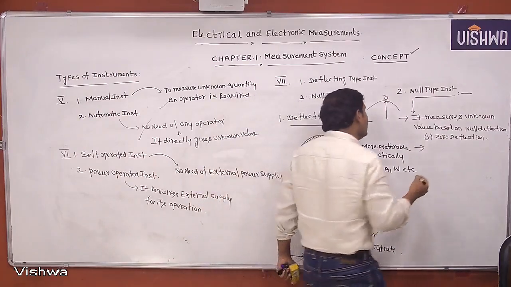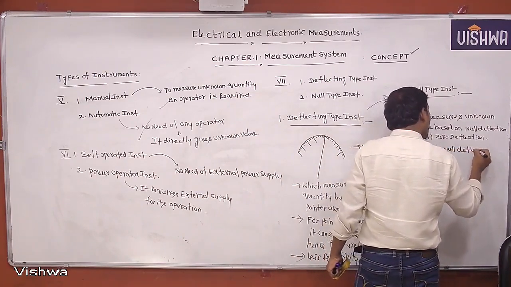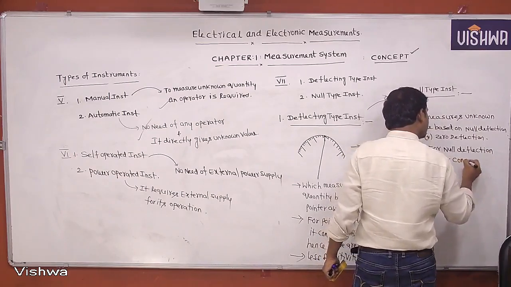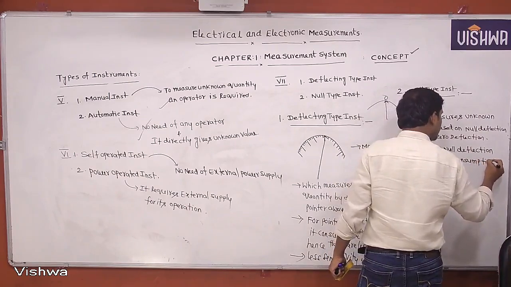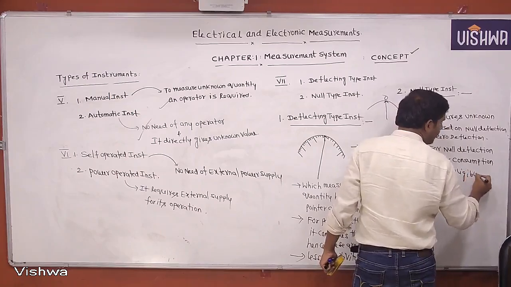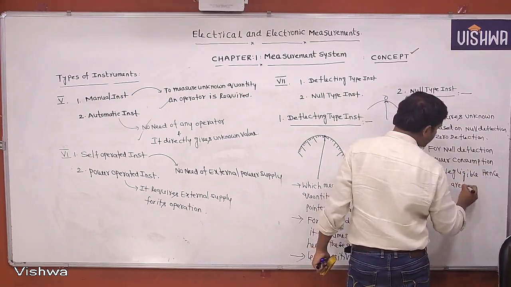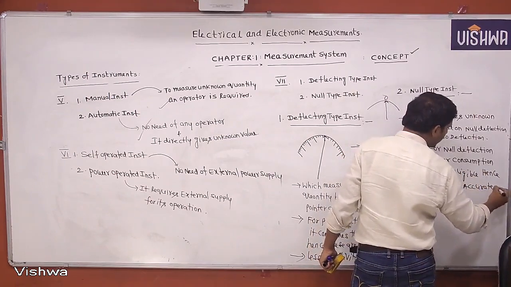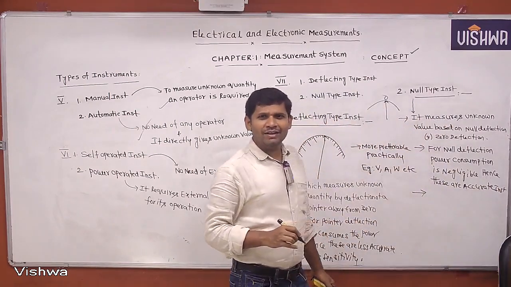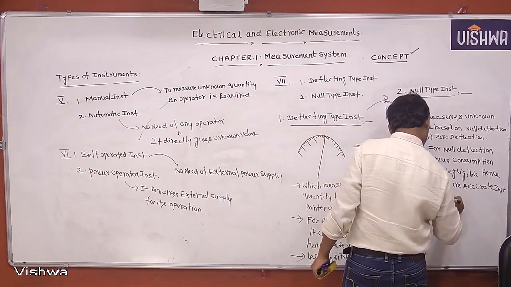That is, for null deflection, power consumption is negligible. Hence, these are accurate instruments. One more point to remember: as compared to deflecting type instruments, these have high sensitivity.